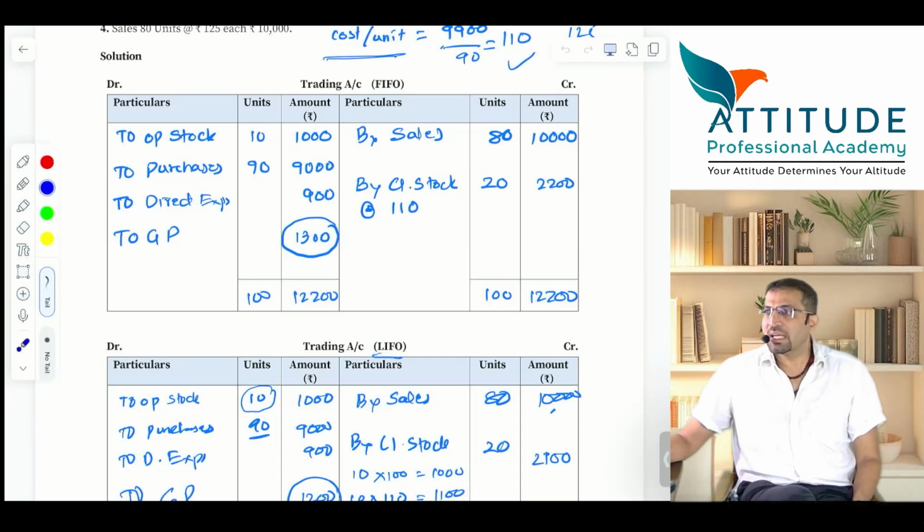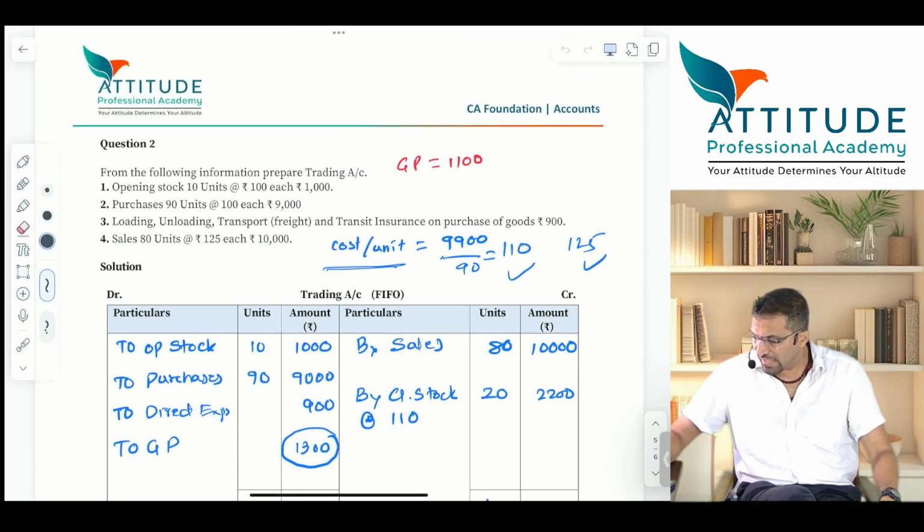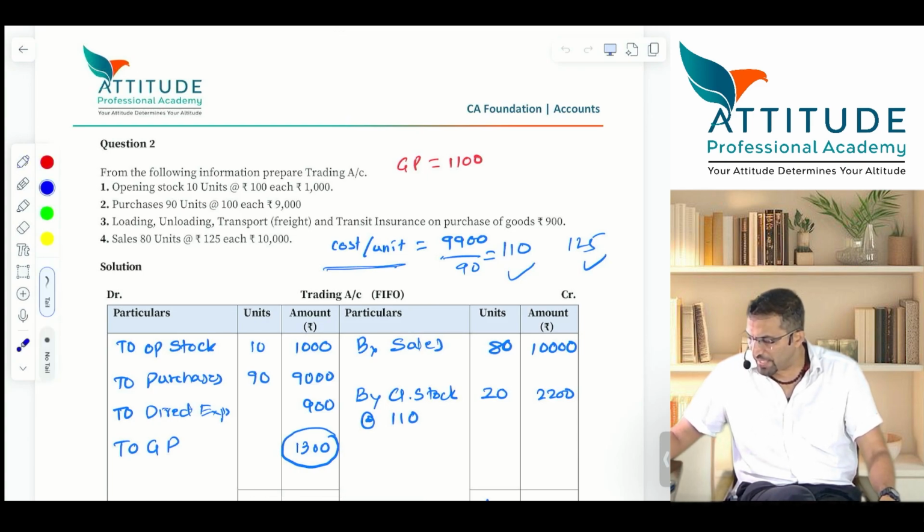Okay, I will explain this FIFO concept and LIFO concept again, and then we'll move to the next question. Is that clear? Okay. Now, I'll read this sum for you again. From the following information, prepare trading account. Please concentrate.